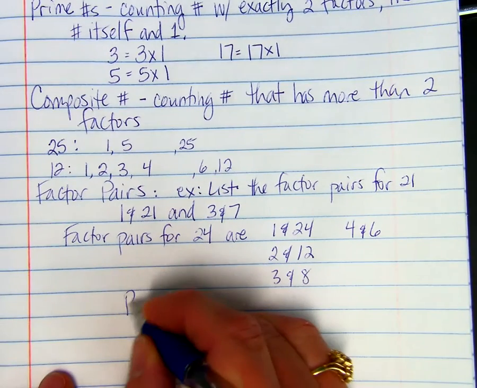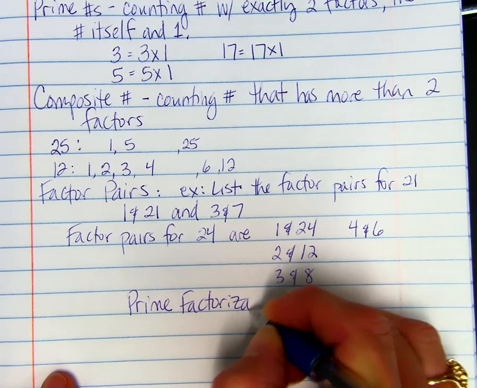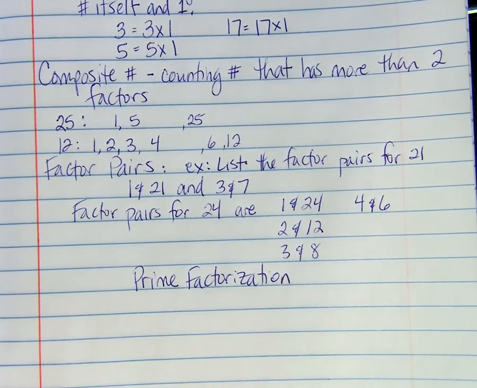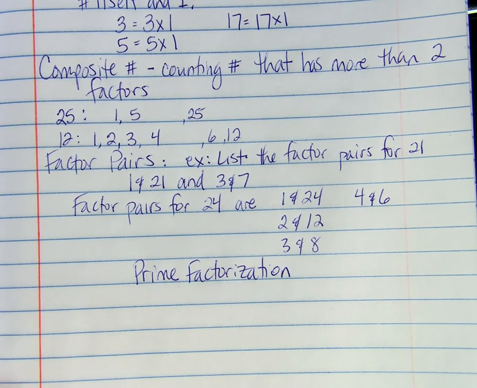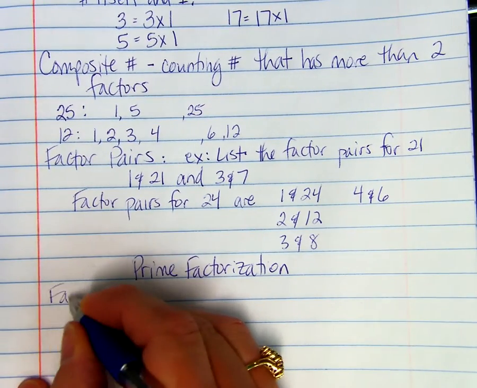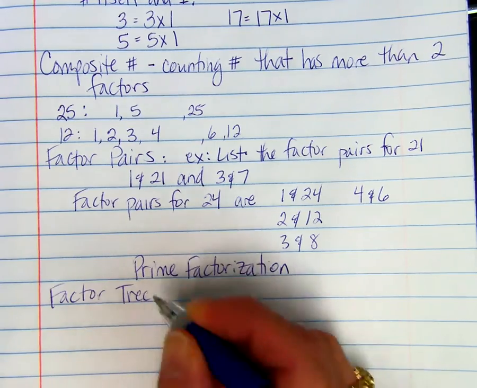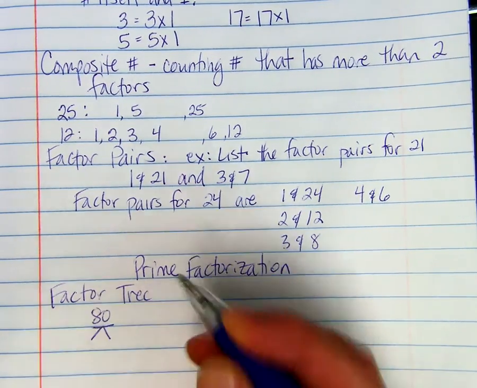Now, prime factorization, it basically means you want to take a composite number and figure out which prime numbers are needed to multiply to that particular number. So we teach 2 ways to find the prime factorization. One is called the factor tree. And we're going to do an example with the number 80.